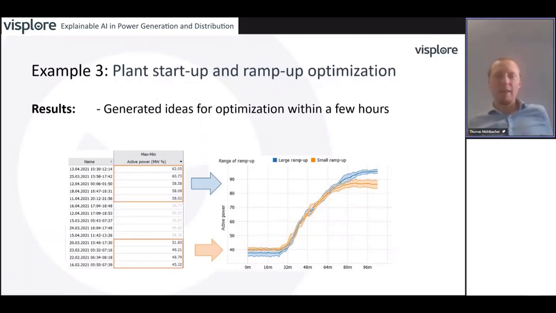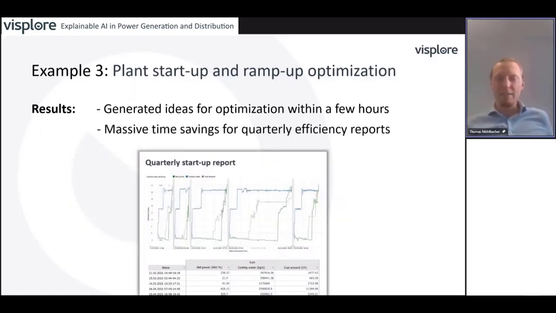For the first time, they could analyze in terms of ramp-ups, and they have generated ideas for optimization within a few hours. Also, this segmentation approach gives them massive time savings for their quarterly reports of ramp-up efficiency, because this was a mostly manual process of inspecting the things and reporting it. But now with this segmentation logic, these reports can be generated much faster. This third use case was a nice example of how analytic guidance, visualization, and interaction work together to guide the domain experts in tackling such complex problems.